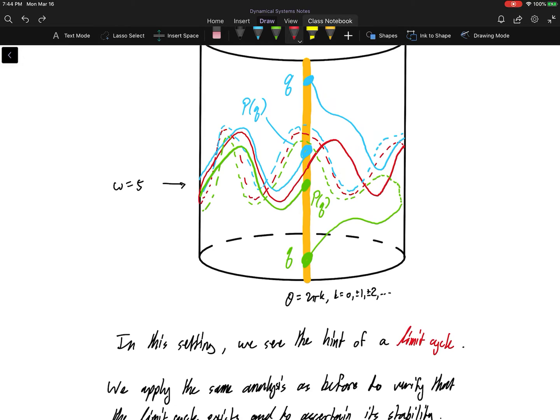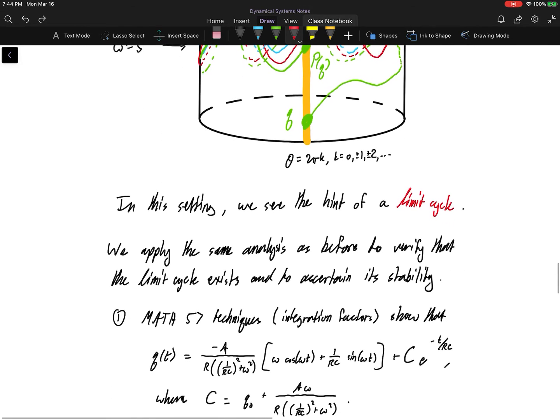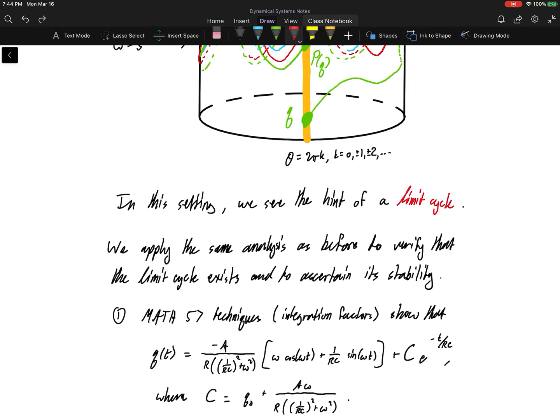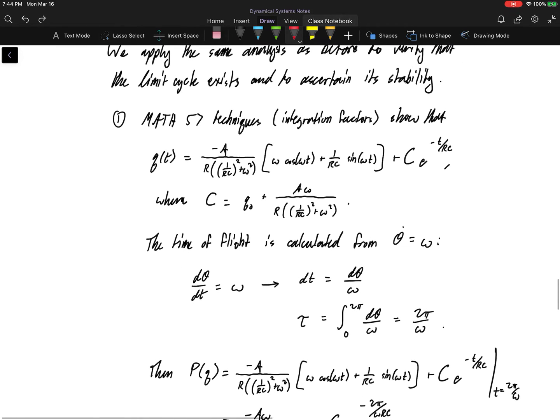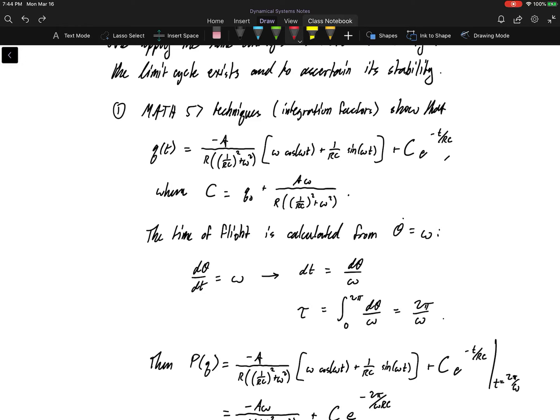which in our setting now, because we changed the phase space, is a limit cycle. It is a closed orbit moving along the cylinder. So we can apply the same analysis as before, and verify that the limit cycle does exist. It's a fixed point of the Poincaré map, and we can figure out its stability as well. So the ODE techniques that we learned from Math 57 can show that there is the following solution. Dear Lord, why would you ever want to figure out that solution? Okay, crazy, awful. But the point is that we can figure this out explicitly.